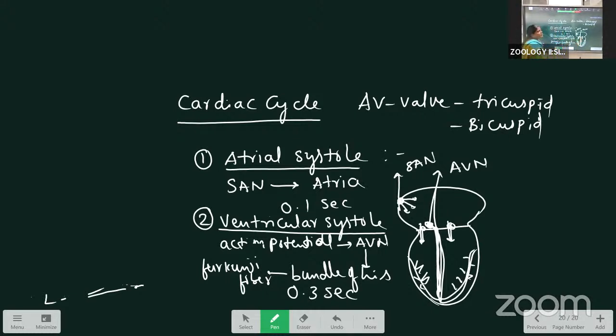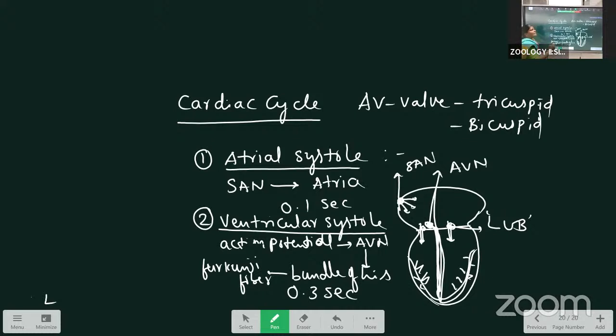These valves get closed. When they close, one sound is produced. That we call the lub sound, the heart first sound. The lub sound is produced when the AV valves are closed. Before that, the AV valves are open. When the AV valves close, one sound is produced. That is the heart first sound.